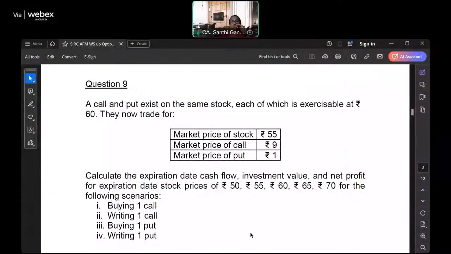Well, let us take another problem which will give us a very clear idea regarding holder, writer, put option, call option, different scenarios, what is the position. Calculate the expiration date cash flow, meaning on the expiration date, how much is going to be the cash flow. Now, when we talk about settlement of an option, we have what is known as physical settlement and cash settlement. What is physical settlement? What is cash settlement?